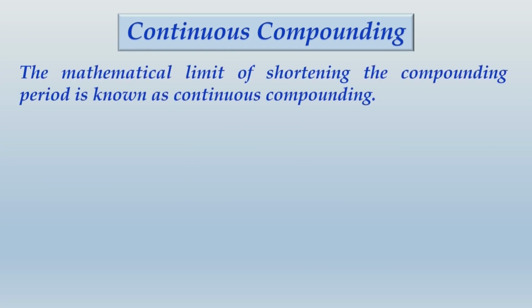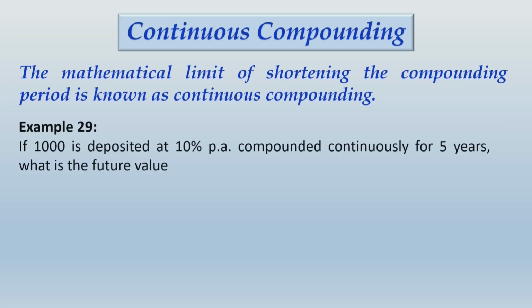Now we are going deeper into the discussion of continuous compounding. So under the heading continuous compounding, please write: the mathematical limit of shortening the compounding period is known as continuous compounding. Let us take an example, in continuation of the series of examples that you have been solving earlier. So 28 examples were done till the previous class. Example number 29: if 1000 is deposited at 10% per annum continuously compounded for 5 years, what is the future value?